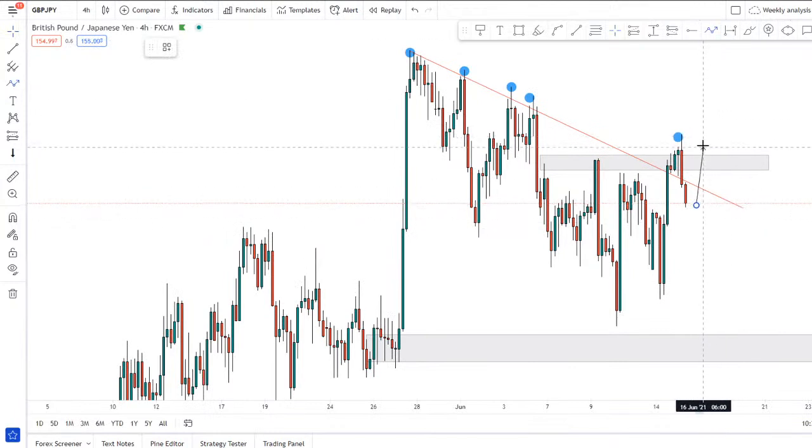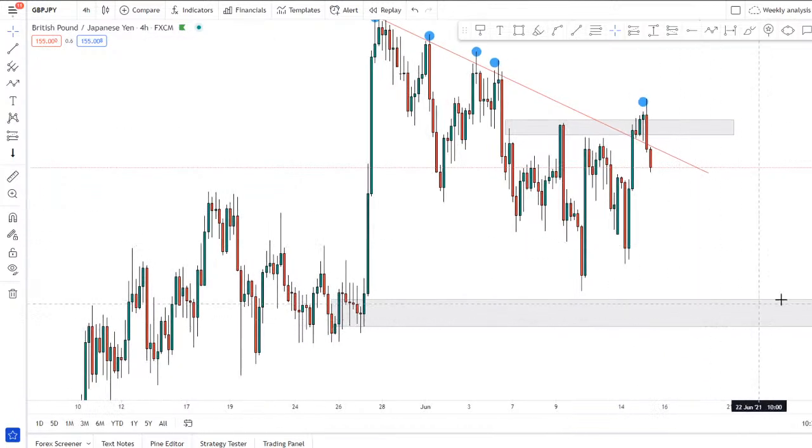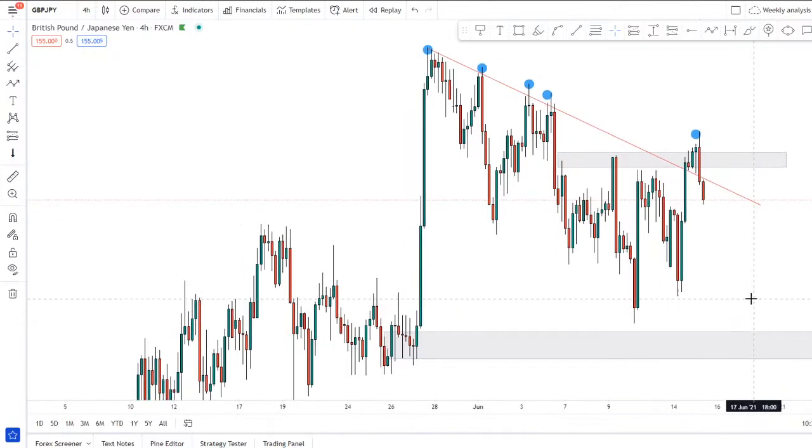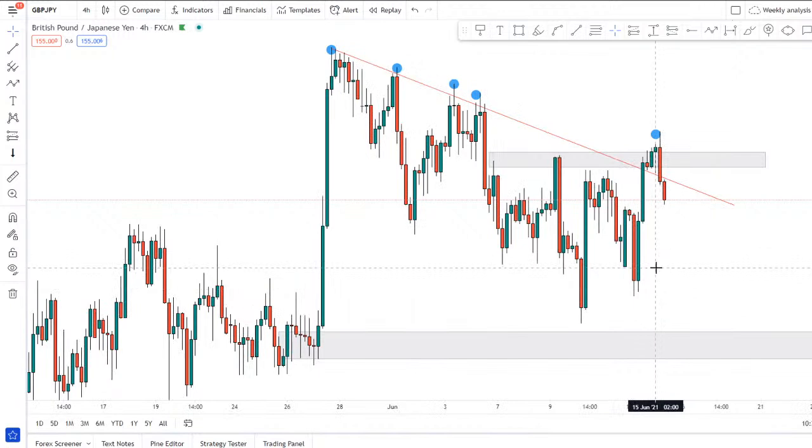So again, if I was to change my bias, I probably want to see price come above that trend line again, back above that support and resistance, and hold it as support to confirm that we've changed structure, and then again respect the higher high after that. But as long as that doesn't happen, my bias is to the downside for pound JPY for this week. I think we can go and hit 154 and maybe even past that, depending how bearish we see the pound.